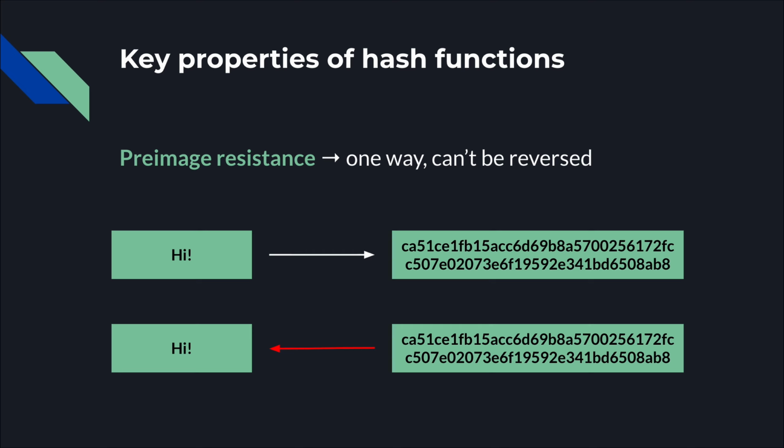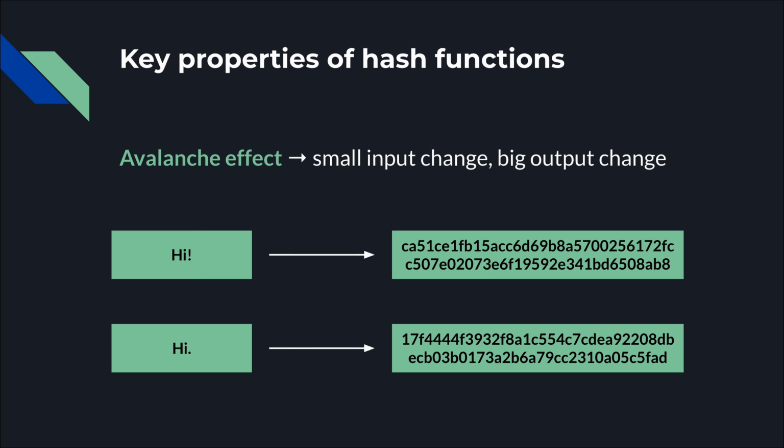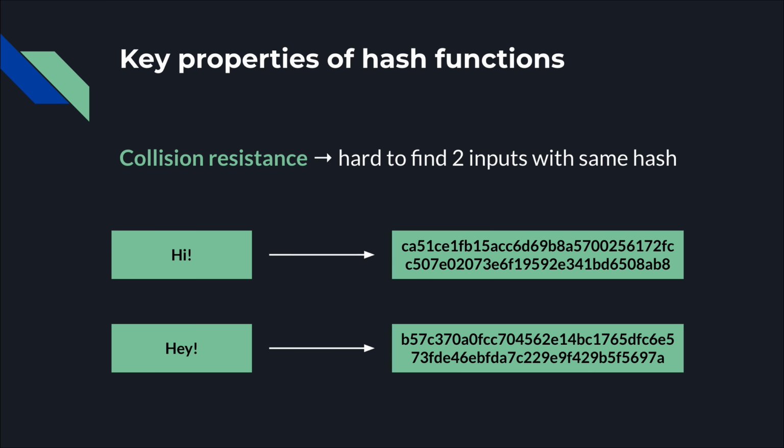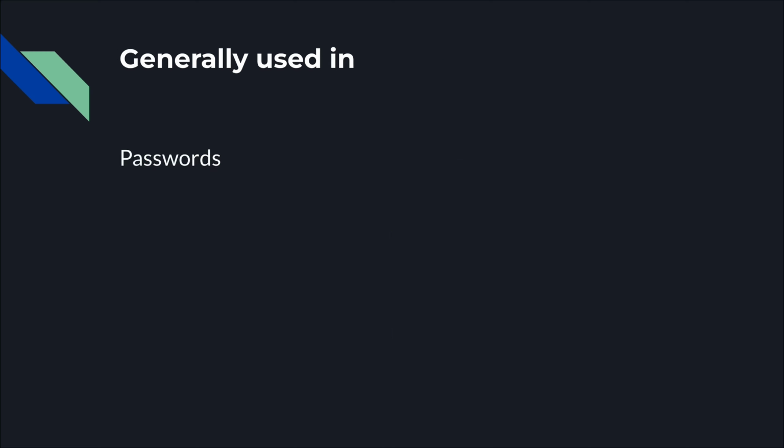These hash functions are also one way. They cannot be reversed. You cannot derive the input from a given hash. A small change in the input leads to a big change in the output hash. Here you can see that I have just changed one punctuation mark and the entire hash has changed. And it's very hard to find two different inputs that will lead to the same hash when put through a hash function.